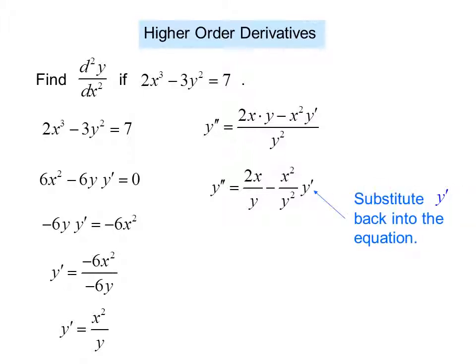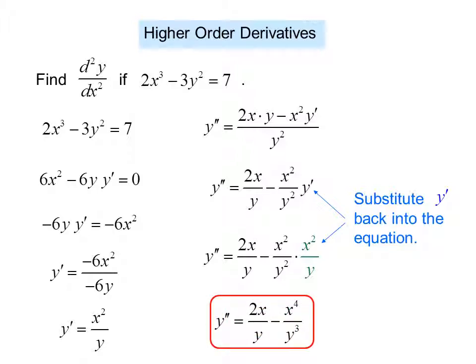But we know what y prime is, so we substitute y prime back into the equation. So now y double prime equals 2x over y minus x squared over y squared times x squared over y. And we simplify to get y double prime equals 2x over y minus x to the fourth over y cubed.